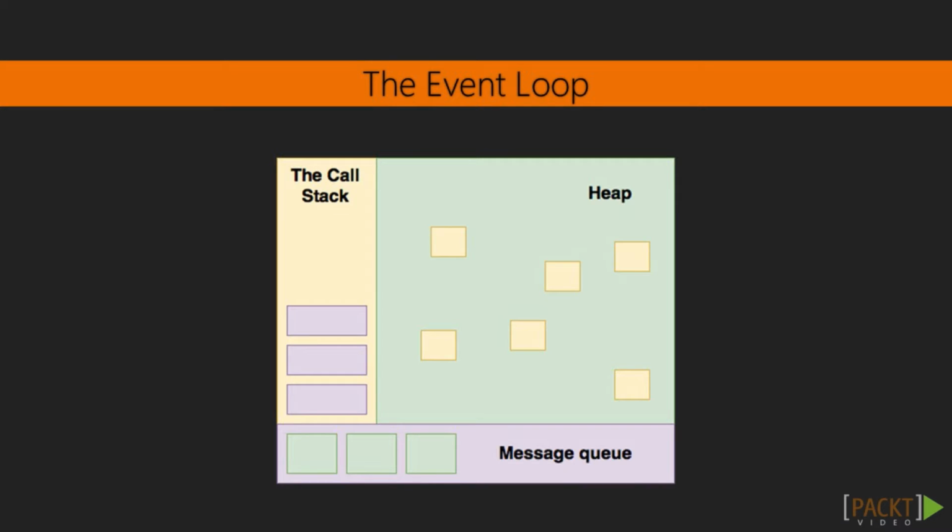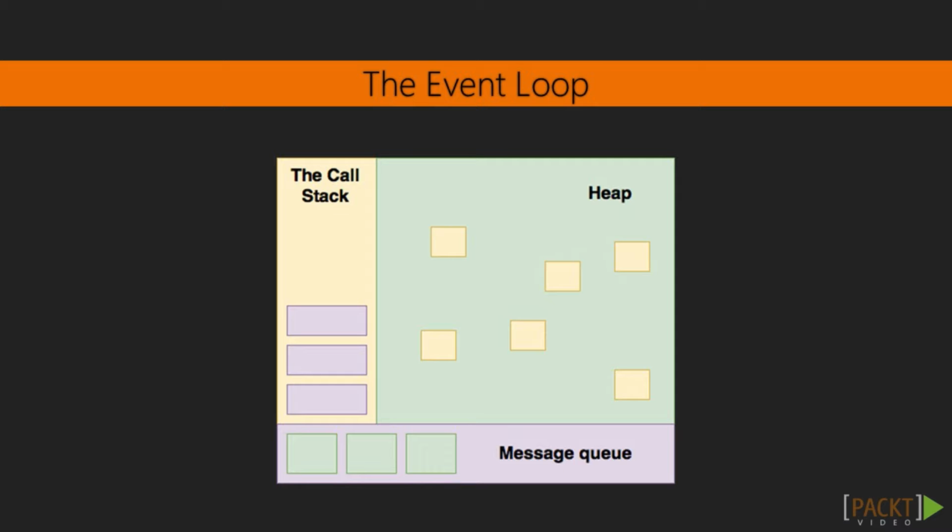The JavaScript concurrency model is based on the event loop. It's made from three parts: the call stack, the heap, and the message queue. We already learned a lot about the call stack. Heap is a large region of memory where objects are allocated. The message queue is a list of messages to be processed. Each of the message has a callback.